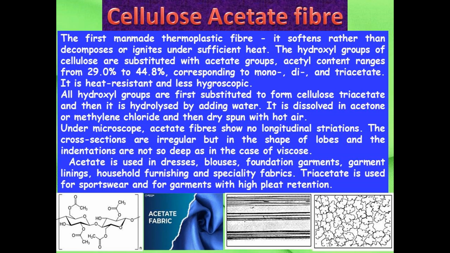All hydroxyl groups are first substituted to form cellulose triacetate, and then it is hydrolyzed by adding water. It is dissolved in acetone or methylene chloride and then dry spun with hot air. Under a microscope, acetate fiber shows no longitudinal striations. The cross sections are irregular, in the shape of lobes, and the indentations are not so deep as in the case of viscose.